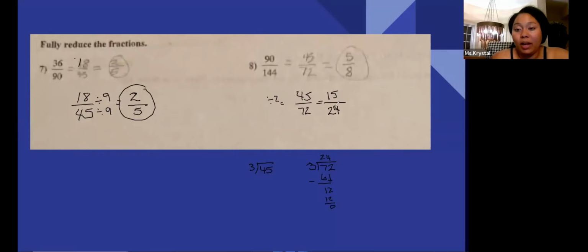So we now have 15 on the top, 24 on the bottom. 15 is not divisible by 2 because 24 is even. That's the first thing that I would think, but it is divisible by 3. 3 times what gives me 15? 3 times 5. So I'm just going to put divided by 3. And remember, whatever you do on the top, you do to the bottom. And then, yeah, 24 divided by 3 gives you 8. So yes, this is absolutely correct.